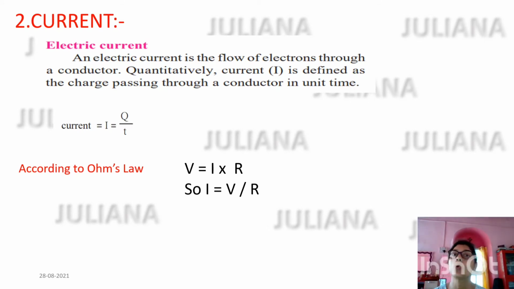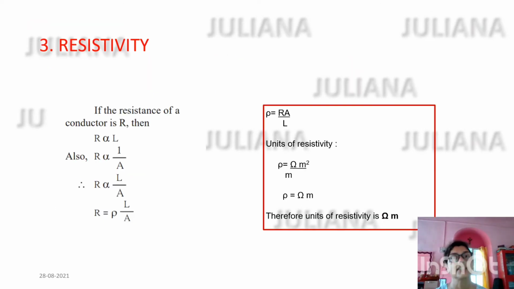Then according to Ohm's law, which we just revised in the previous slide, we just studied Ohm's law. From Ohm's law, we had V is equal to I into R. That means I is equal to V upon R, where V is the potential difference and R is the resistance.